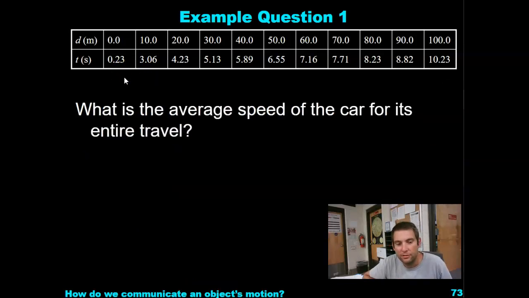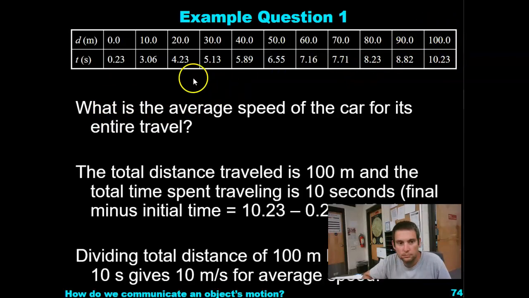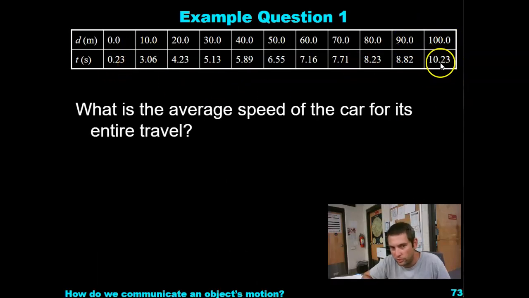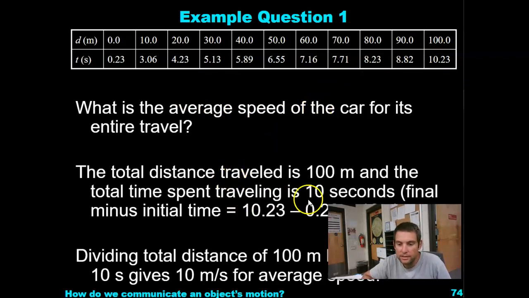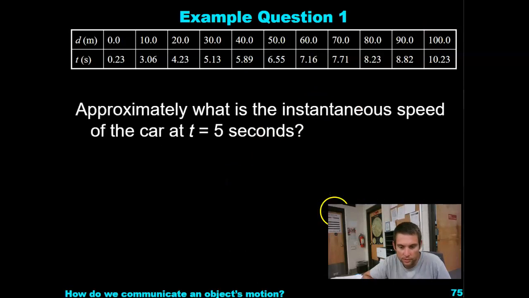What's the average speed of the car for the entire travel? Remember, speed is distance over time elapsed. Okay, so we started out with 0.23 seconds on the clock, and then we ended with 0.23 seconds on the clock. So the total elapsed time is 10 seconds. So to get the average speed, total distance divided by total elapsed time. 100 divided by 10 seconds. So we get 10 for the average speed.